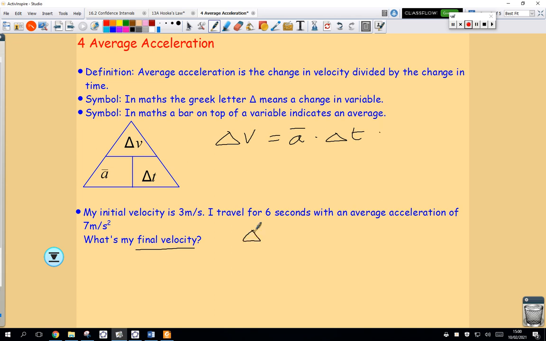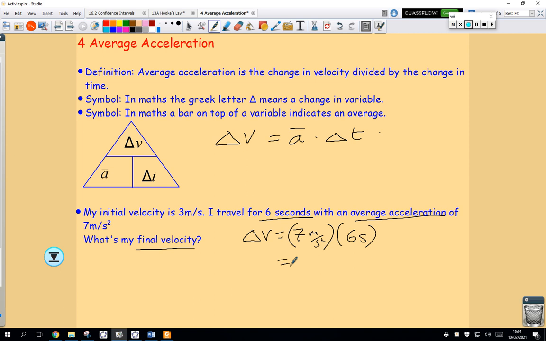So my change in velocity is going to be the average acceleration multiplied by the change in time. Average acceleration is given. My average acceleration here is 7 meters per second squared, and I'm multiplying that by my change in time, which is 6 seconds.